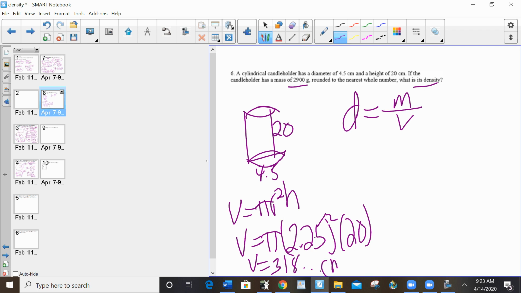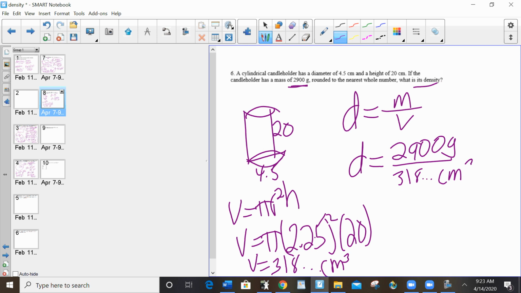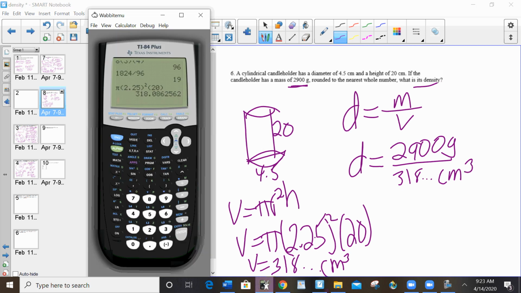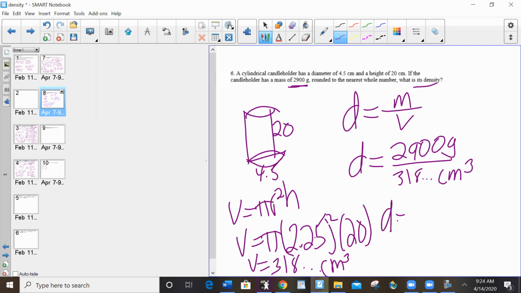That's cubic centimeters. Now that I have the volume, density is mass over volume. The mass is 2,900 grams. The volume is 318 dot cubic centimeters. So I have 2,900 divided by that, to the nearest whole number, 9 grams per cubic centimeter.